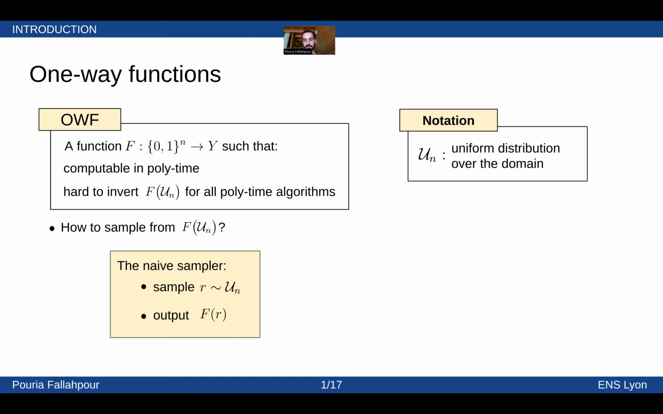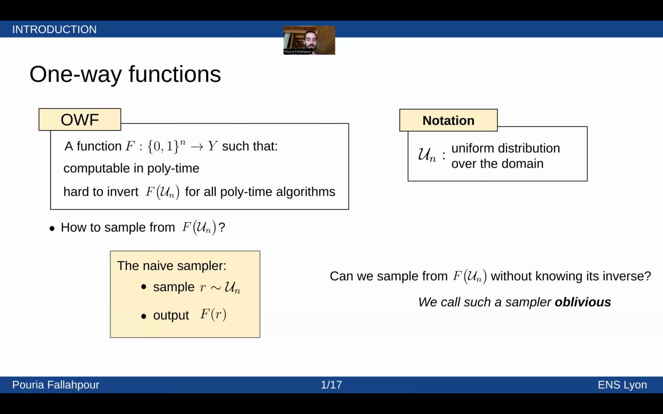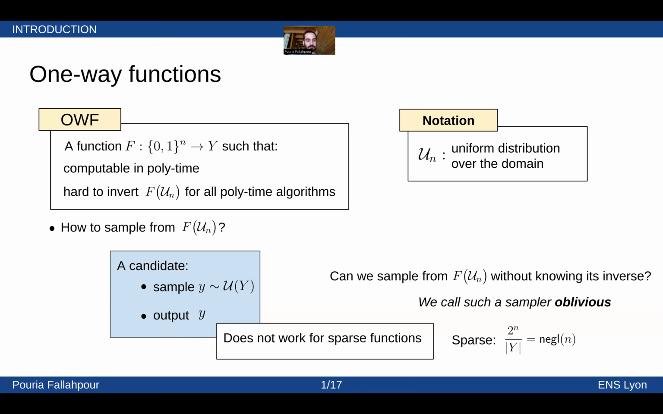In this talk, we're interested in samplers that can sample this key pair or the f of U_n, but without knowing the inverse. And we call such samplers oblivious samplers. A possible candidate of an oblivious sampler is that we sample some string y uniformly from the range. But the problem is that not all one-way functions fall in this category.